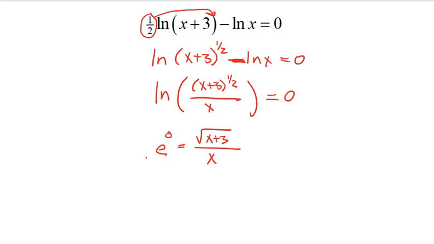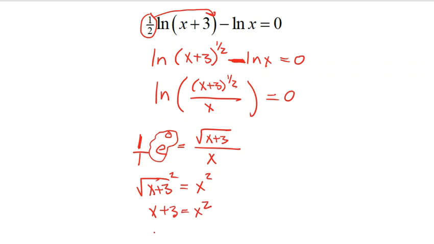Now this is awesome because e to the 0 is 1. E to the 0, don't believe me, remember anything to the 0 is 1. So now I could just treat that as 1 over 1 and cross multiply. So I get the square root of x plus 3 equals x. How do you get rid of a square root? Square both sides. So I get x plus 3 equals x squared. Now I got a quadratic. Subtract everything to the right. I get 0 equals x squared minus x minus 3.